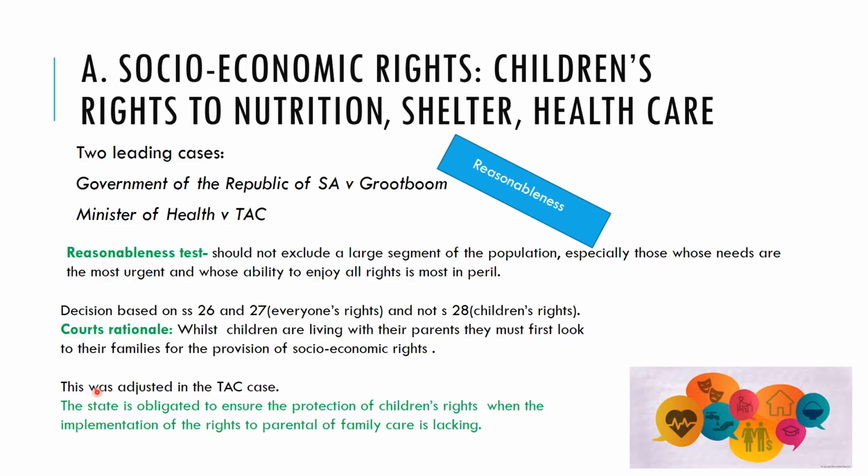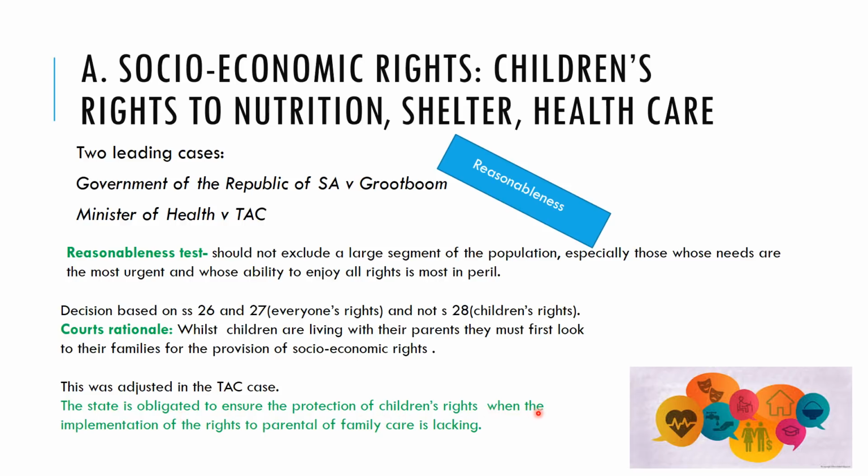Now, the rationale of the court behind this was that while a child is living with their parents, they must first look to their families for the provision of socioeconomic rights. So in the Grootboom case, where the court had to decide whether the state had an obligation to give housing to citizens of an informal settlement, they said yes, housing must be given because according to Section 26, you have a right to housing. They made no specific reference to a child's right as in Section 28. But this was later adjusted positively in the Treatment Action Campaign case.